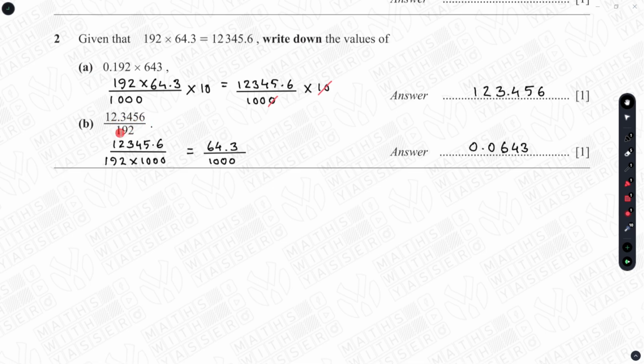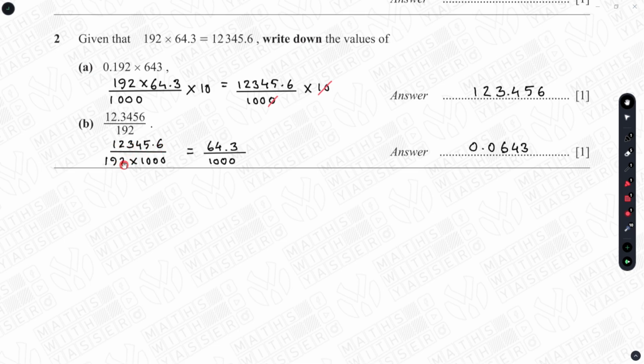Next, we need to solve this fraction, which is 12.3456 over 192. So again, we will take help from the equation which was given in the question. So we can see that if we divide 12345.6 over 192, that will give us 64.3. So I'm writing 12345.6 over 192.